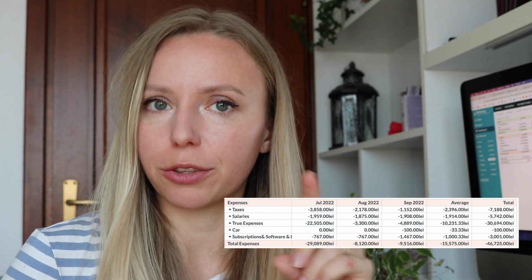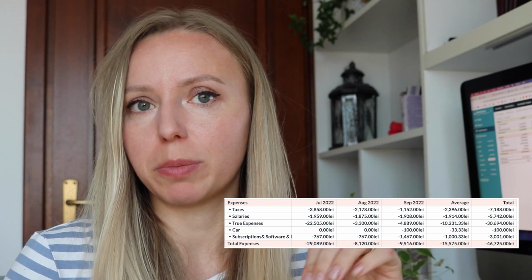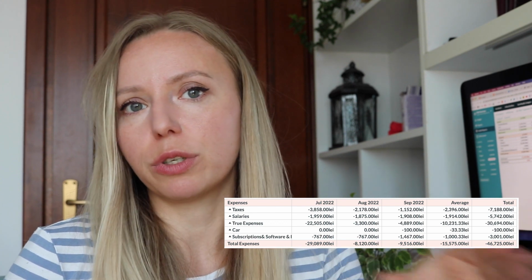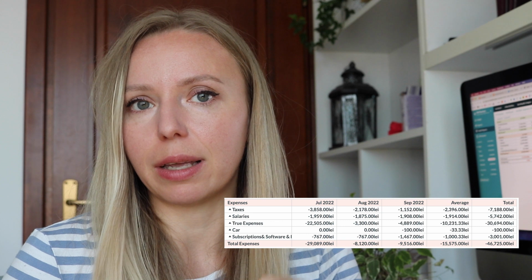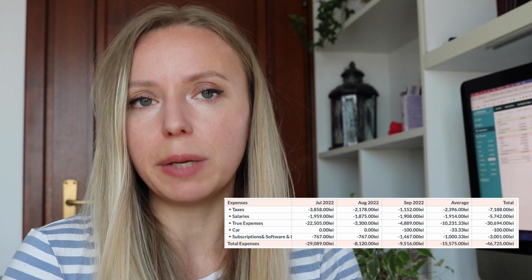I also have a contractor that is included in another section, and that would be in the true expenses section, because I do not have an employment contract with this person, but she issues an invoice to me at the end of each month and I pay her like that. That amount is included in the true expenses category.